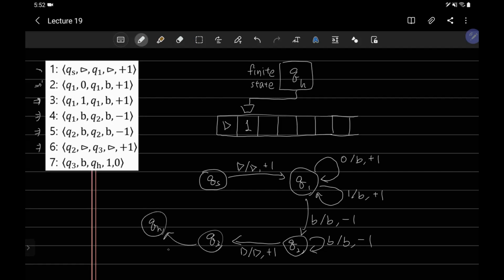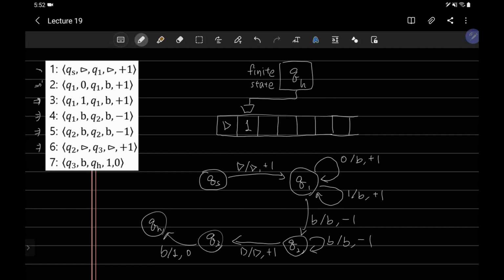And then what we do is, if we read the blank, then the value will be updated to 1, and then the head won't move anywhere else. So this is the finite state machine diagram, and this is exactly what happens.